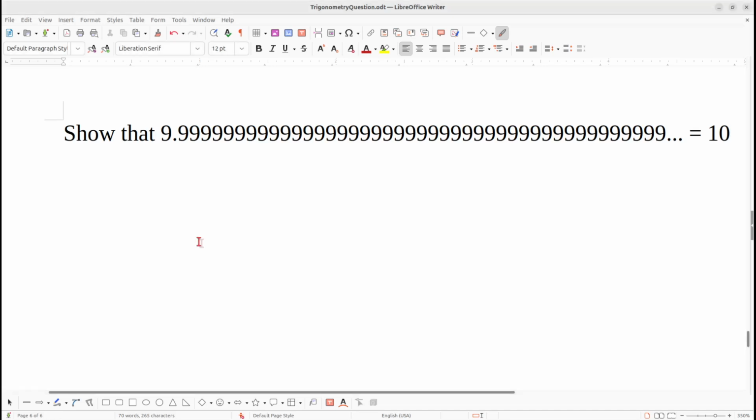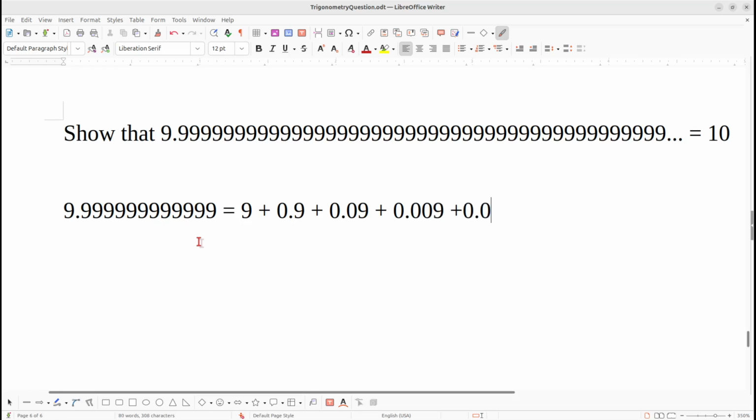We use the concept of sequences and series. This can be broken down into a converging series, because 9.99999 can be written as 9 plus 0.9 plus 0.09 plus 0.009 plus 0.0009 plus all the way up to wherever they are ending.